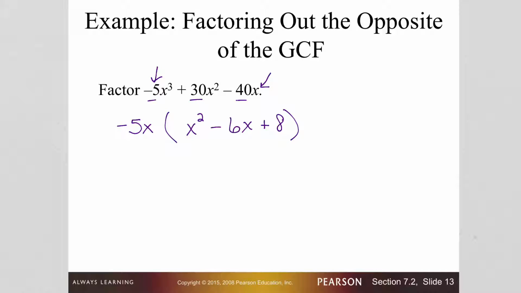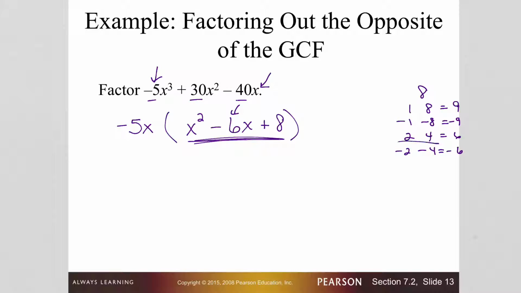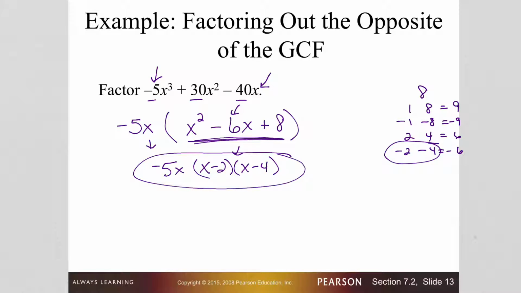Now you want to ask yourself, is this thing factorable? So 1 times 8 is 8. Here are all my factors of 8. I've got 1 and 8, negative 1, negative 8, 2 and 4, negative 2, negative 4. Is there a pair that adds up to be negative 6? Yep, I see it right there. So this trinomial factors to be x minus 2, x minus 4, but don't forget this, it's got to sit out front. Now it's completely factored.